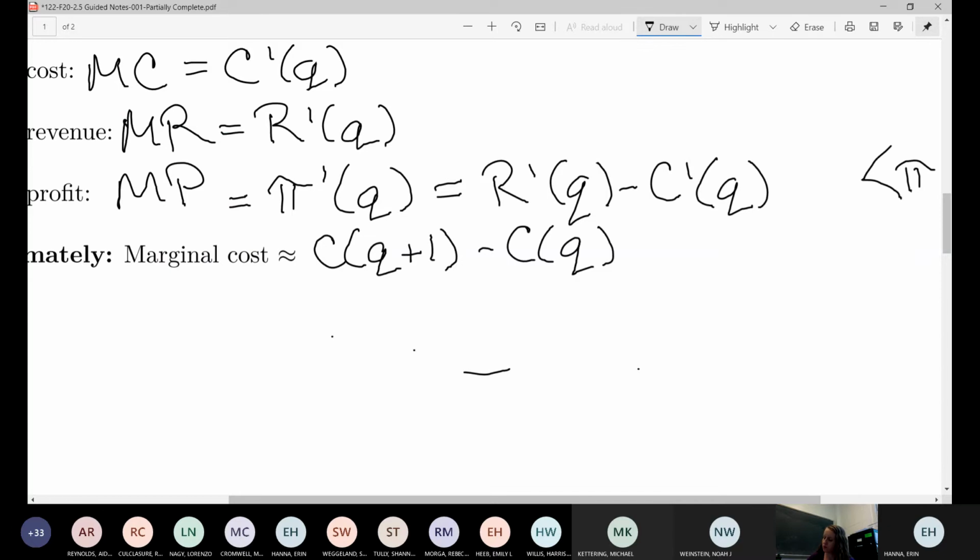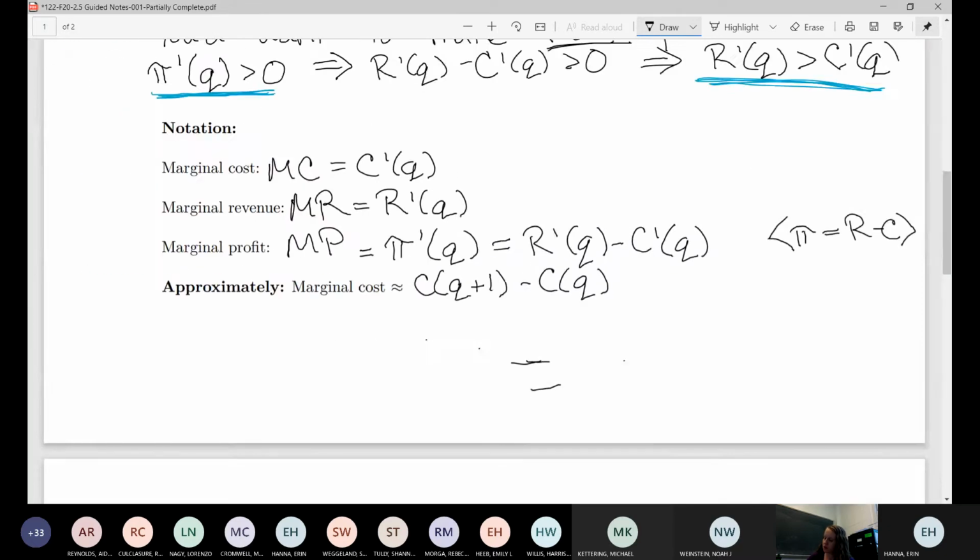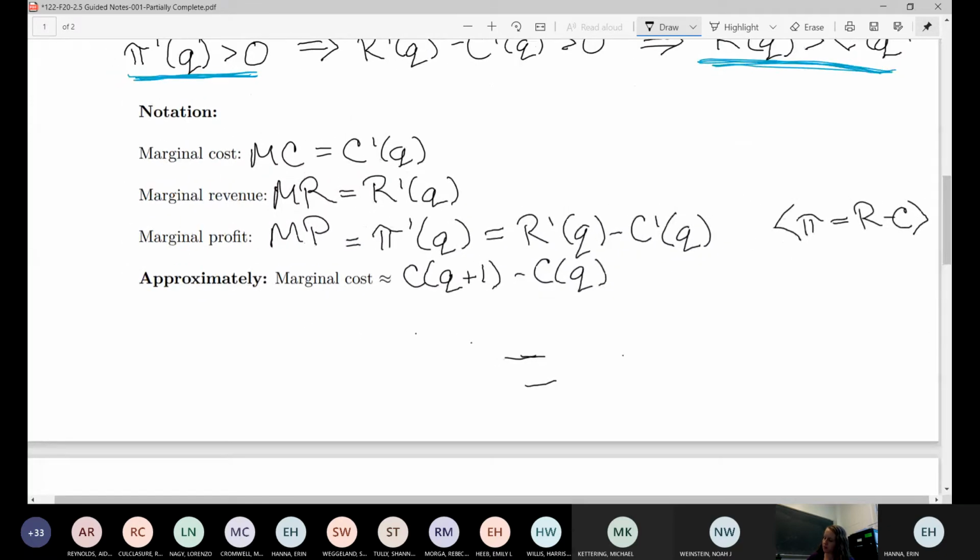Zoom back out. Now this is just a general note.